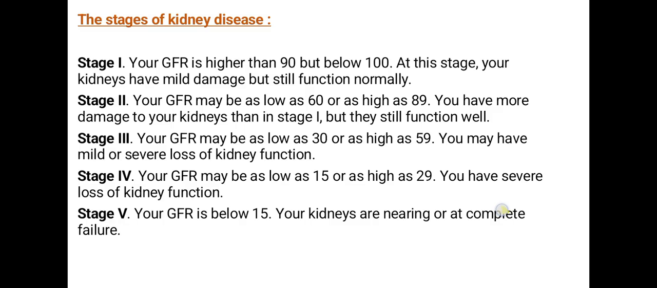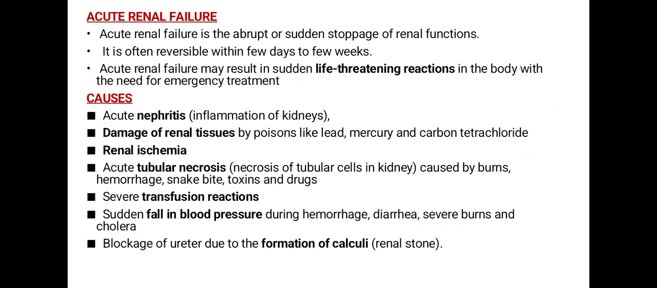Stage 3. Your glomerular filtration rate may be as low as 30 or as high as 59. You may have mild or severe loss of kidney function. Stage 4. Glomerular filtration rate may be as low as 15 or as high as 29. You have severe loss of kidney function. Stage 5. Glomerular filtration rate is below 15. Your kidneys are nearing or in complete failure.